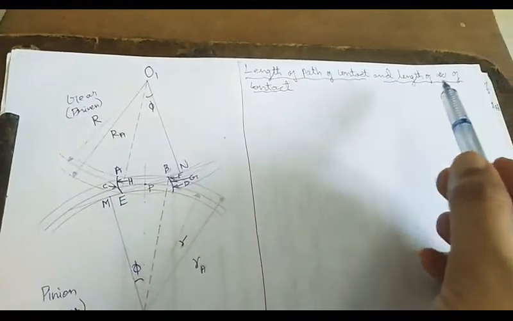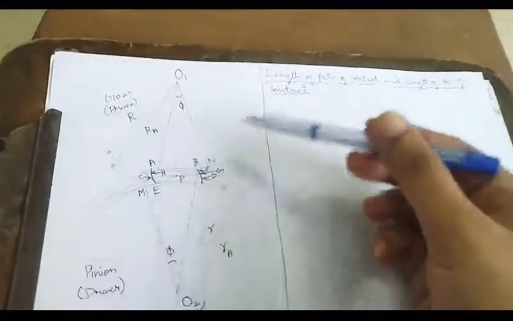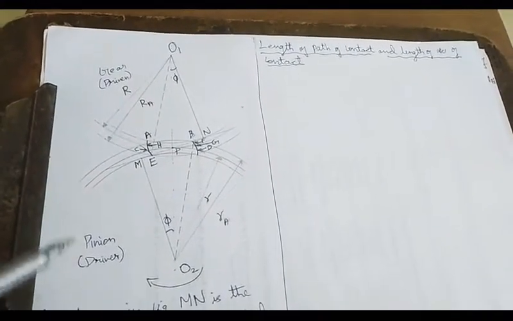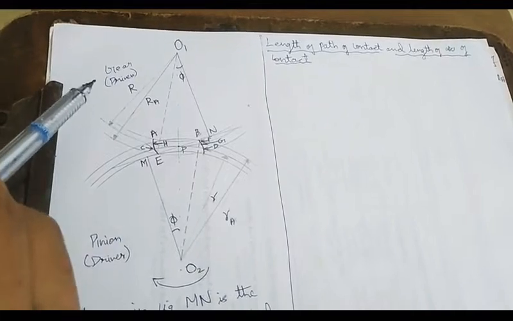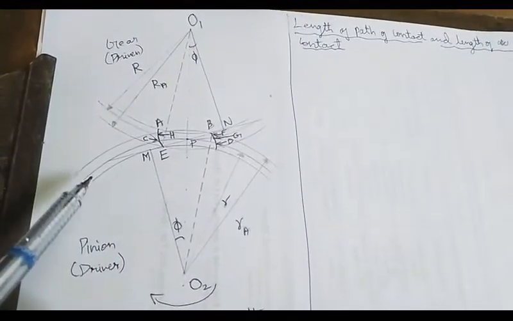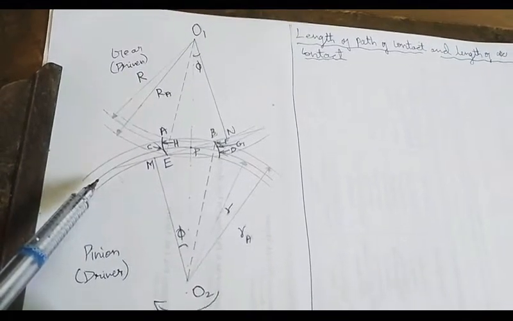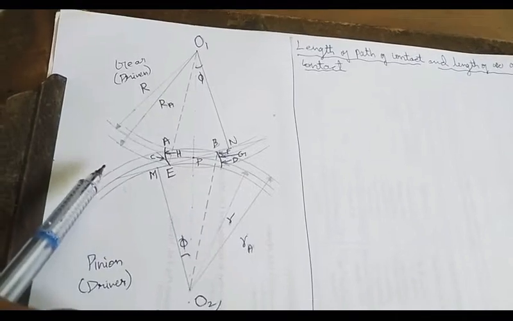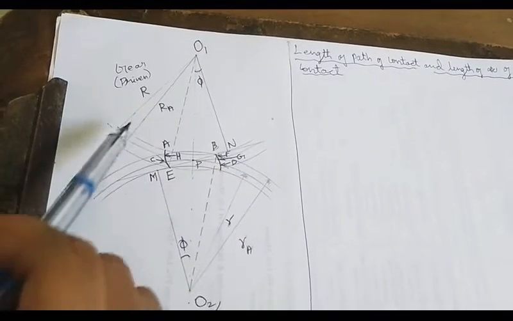Today in this session we are going to derive an equation for length of path of contact and length of arc of contact. Here you can see that there are two gears, one is pinion and one is gear. Pinion is the driver and gear is the driven which receives power. Here there are three circles we have drawn. The middle circle is pitch circle, the lower circle is dedendum circle, and the upper circle is addendum circle.